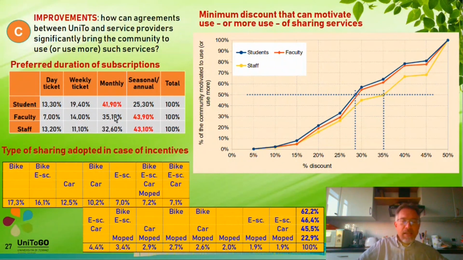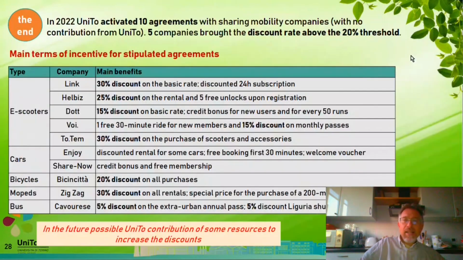Regarding the length of the subscriptions, while students prefer the monthly subscription, of course, because they have a very uneven distribution of activity during the year, people working at the university are mostly favoring seasonal or even yearly subscriptions. Finally, the result at the end of the procedure was that there were 10 agreements activated with mobility services. These are shown in this table. As you can see, at least half of them trusted the survey and set their discount rate above the 20% threshold.